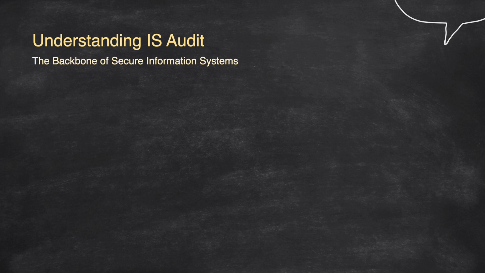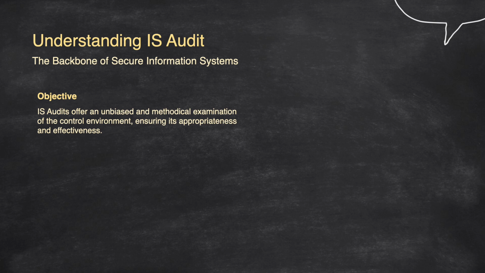Friends, IS auditors assess risks, identify vulnerabilities, and recommend improvements to strengthen the system's defenses. They play a vital role in safeguarding sensitive information from cyber threats and ensuring that businesses can operate smoothly without disruption. Friends, IS audit is essential for maintaining trust, compliance, and the overall security of information systems in today's digital world. First, we'll discuss its objective.